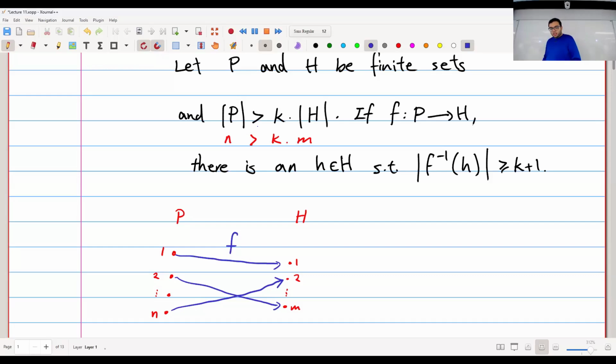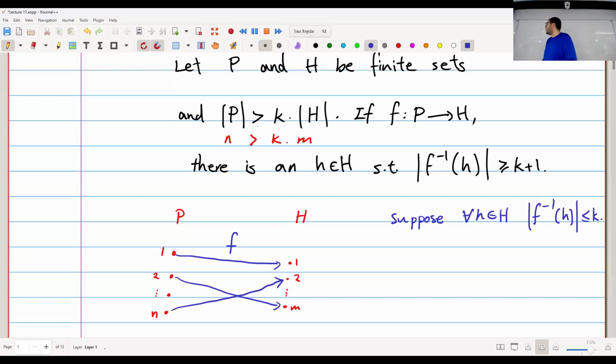Okay. Now, why is this the case? Let's prove it. It's actually very easy to prove. So let's say this is not the case. Let's just try to do proof by contradiction. So suppose that every hole has at most k pigeons in it. So suppose that for every hole, if I look at the pigeons that are mapped to this hole, their number is at most k. Okay.